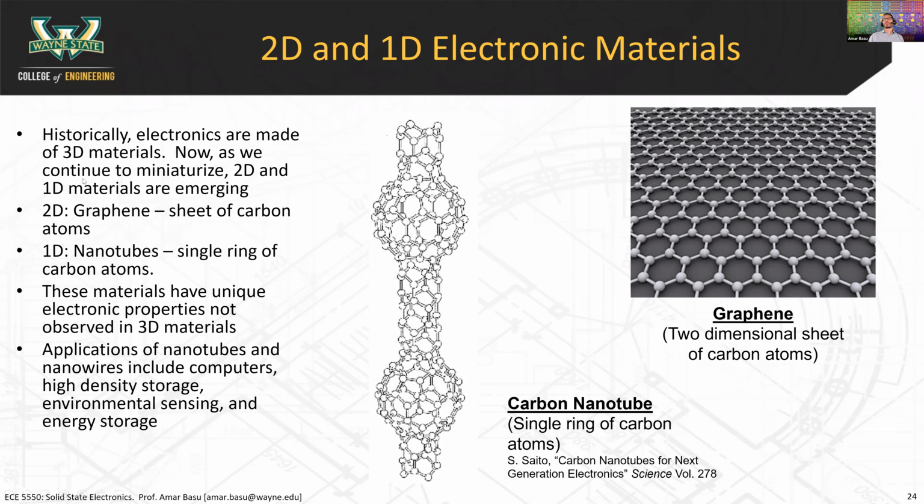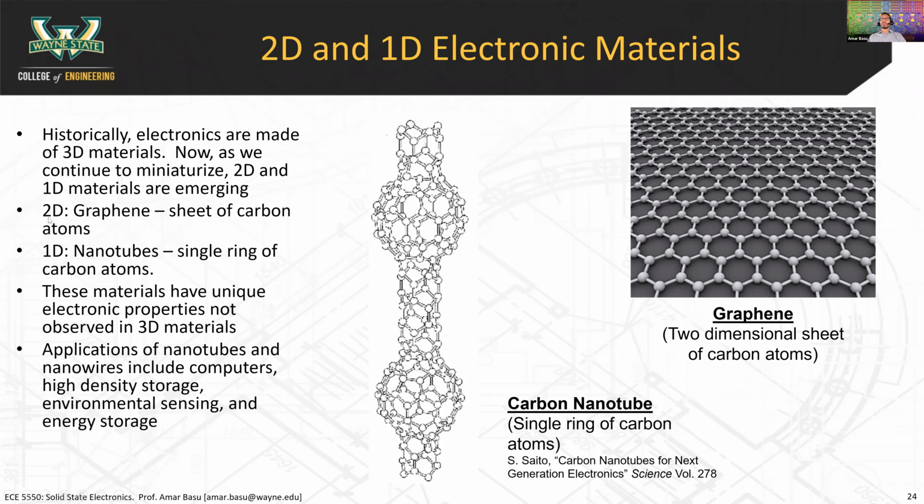Traditionally, electronics were made from 3-dimensional materials, meaning like a box, right? 3 dimensions. Now, as we continue to miniaturize, we're starting to move towards 2D and 1D materials. So what is a 2D material? Well, it's a material that's a single layer of atoms. Single layer of atoms. You might think, well, geez, something that's just a single layer, can that actually even work in terms of conducting electricity? And the answer is yes. It turns out that in fact it's quite a good conductor.